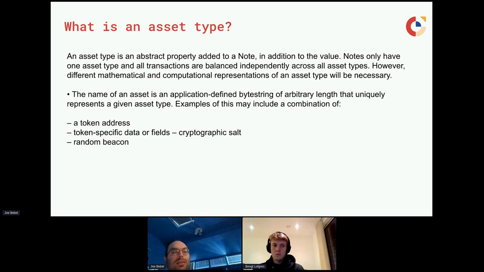Now, this is great, this notion of asset type, but unfortunately we have different mathematical and computational representations of what an asset type is at different points, because they're used in different ways. So I'm going to somewhat arbitrarily, but very specifically, use certain terms to refer to representations of different asset types. I'm going to start by saying the name of an asset is just application defined in some way. It's some byte string of arbitrary length that uniquely represents a given asset type.